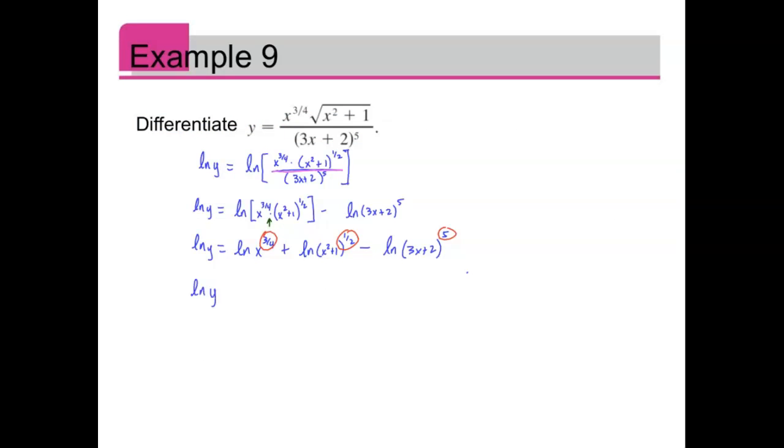All right, so we end up with natural log y equals 3/4 natural log x plus 1/2 natural log x squared plus 1 minus 5 natural log 3x plus 2. All right, so all this was just algebra. Now we're ready to do the calculus part, right? We want to find y prime. So we're going to use implicit differentiation. So we're going to differentiate both sides with respect to x.